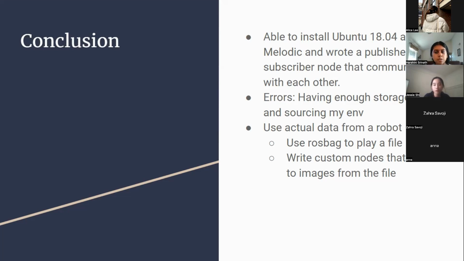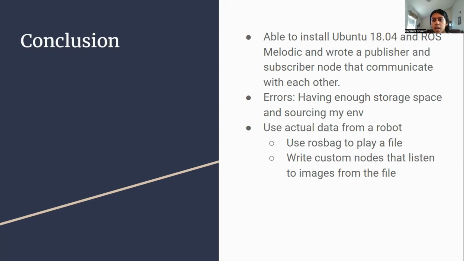And some of the next steps would be to use actual data from a robot. I could use the rosbag command to play a file, and then I could write custom nodes that listen to the images from the file, so that when it hears the image, then it can print out the image, the data in the image and the time. And then when you do that, it's easier for the publisher and the subscriber node to communicate with each other with this data.